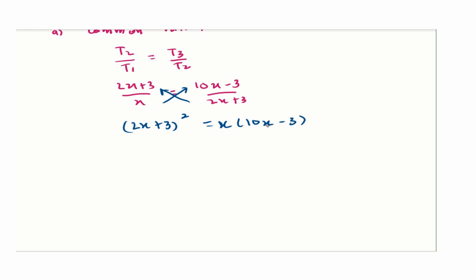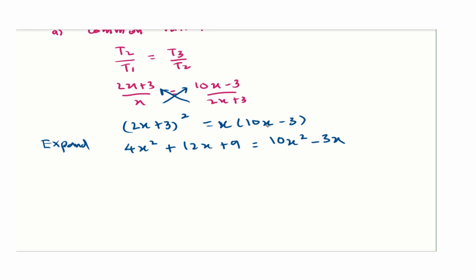And then we expand, we get 4x square plus 12x plus 9, and at the right hand side we get 10x square minus 3x. Okay, so then we bring terms over, it's up to you whether to move right to left or left to right. Let's say Madam takes from right to left.